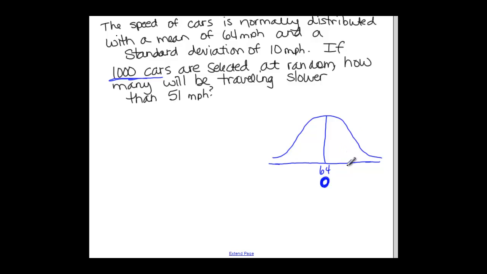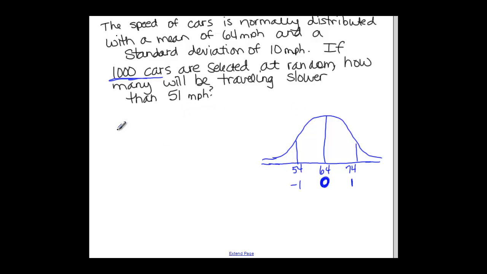So you could mark, we don't have to put it on here, but at one standard deviation, it would be 10 miles per hour greater than the mean, so 74. That would be at a z-score of 1. A z-score of -1 is one standard deviation below the mean. So that would be at 54 miles an hour, just so you get a little bit better picture of the spread there. We're asked to find if 1,000 cars are selected at random, how many will be traveling slower than 51 miles an hour. So that's way down here.